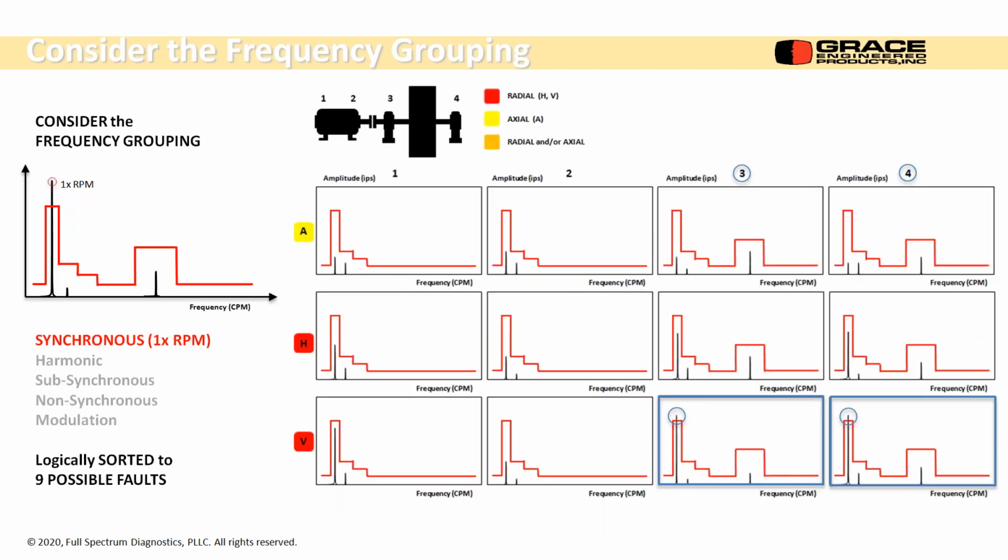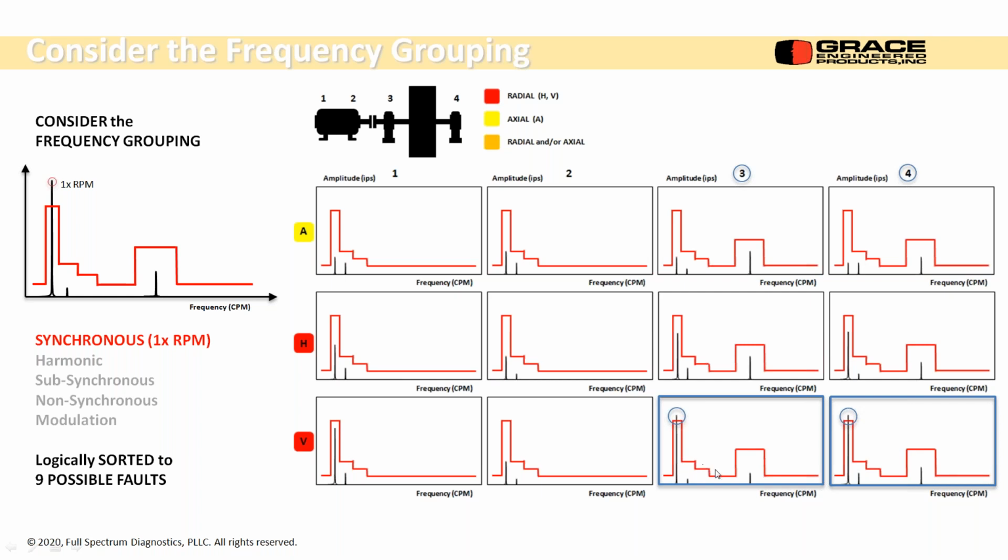Okay, we're going to consider the frequency grouping. So this is the data for our machine, our direct drive, direct coupled overhung fan, or center hung fan. We have peaks in the spectrum. There's nothing axially. There's nothing in the horizontal direction. Vertical direction, the motor's fine. And bearings 3 and 4, there's a vertical 1 times RPM peak that's showing up in the spectrum. Okay, how do I know this is 1 times RPM?